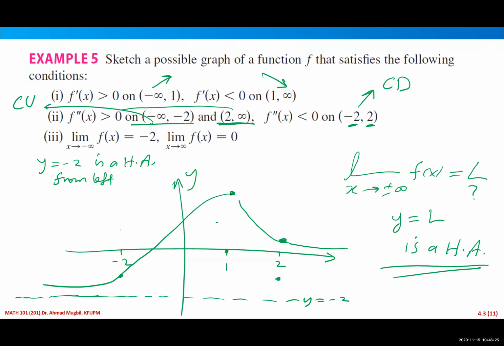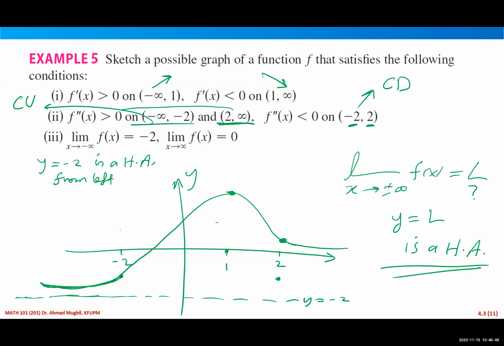And I need to check my information, ya shabab. What do you think? Now let me check. Is the function increasing from negative infinity to 1? Yes. Is it decreasing from 1 to infinity? Yes. Is it concaving up from negative infinity to negative 2? Yes, this is concaving up.